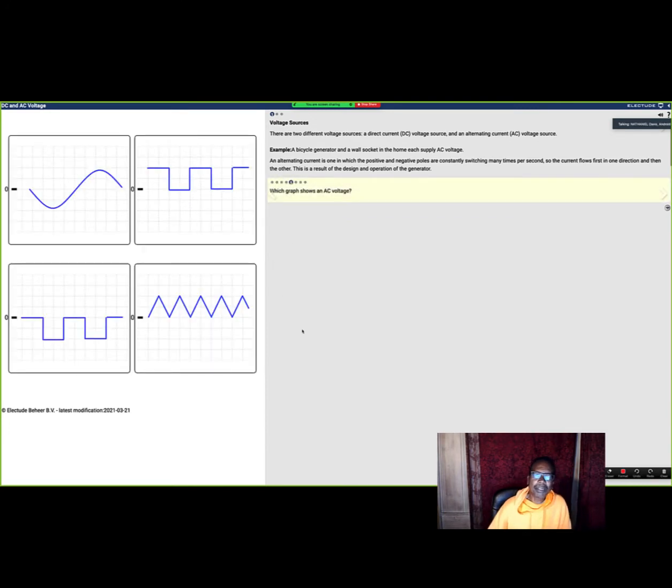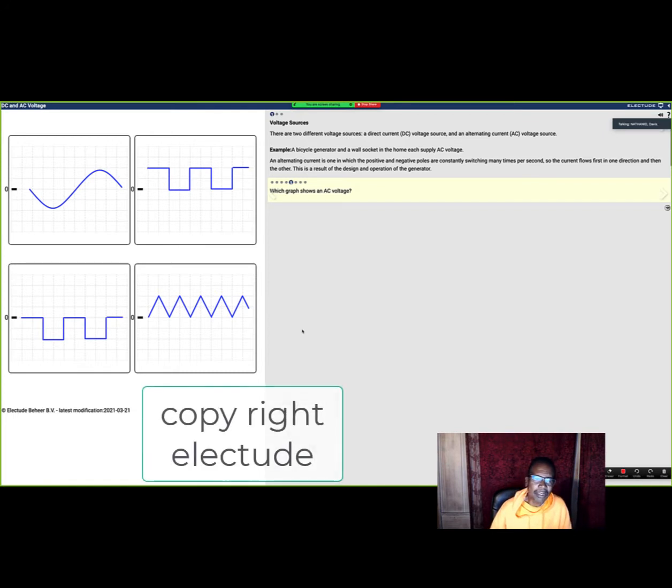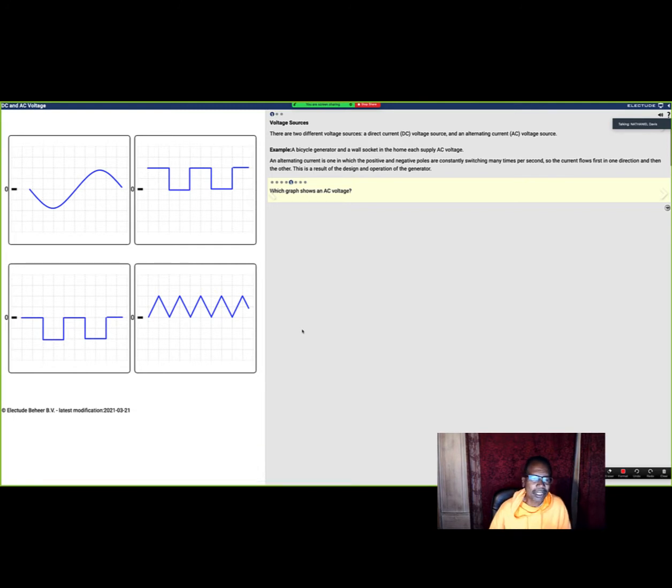All right, now this one's kind of tricky. Which one of these graphs do you think is AC volts? It says which graph shows an AC voltage. Oh, this ain't the tricky one, that's an easy one. It would be the top left here, right? Yes.